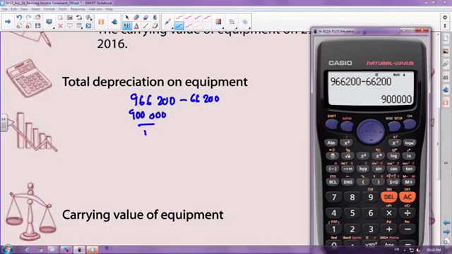900,000 over 1 times 15 over 100, because that's my rate of depreciation. Remember, amount, rate, and time. This is all equipment that I've used for the entire year. So all that I say times 15%, and that gives me an amount of 135,000. Remember, this is my depreciation on my old equipment, in other words, the equipment that I used for the entire financial year.